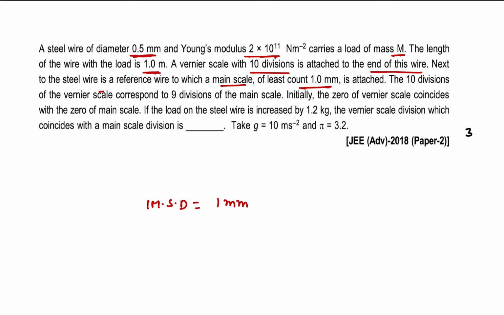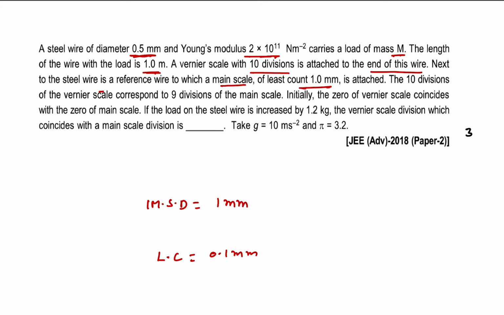The 10 divisions on the vernier scale are coinciding with 9 divisions of the main scale. So we can write 1 VSD, obviously, we will get 0.9 millimeter. So we can write the least count also. I can write least count is 1 MSD minus 1 VSD. This one, least count only, I wrote here, 0.1 millimeter.